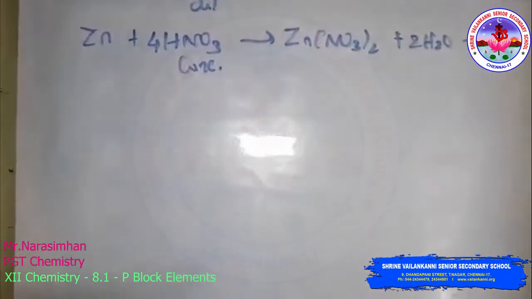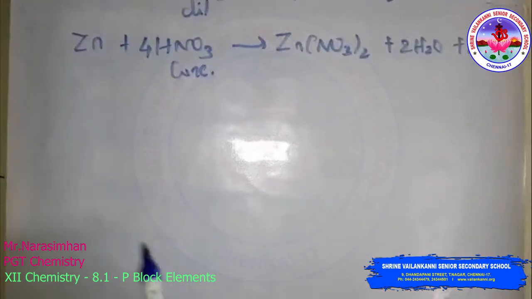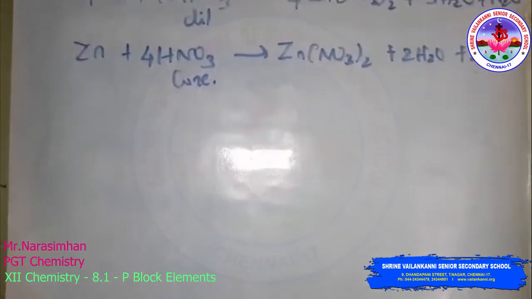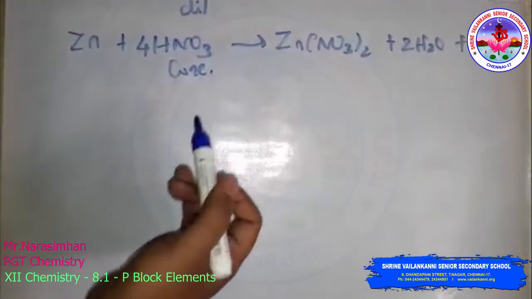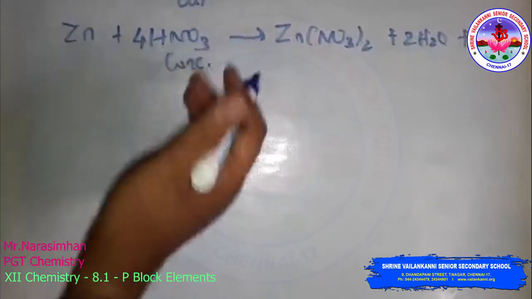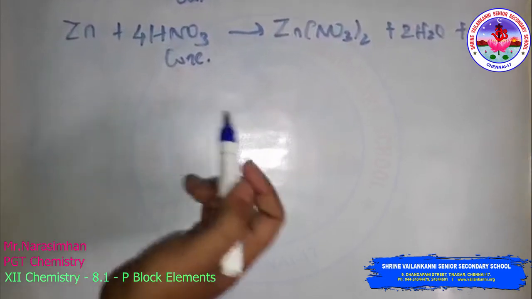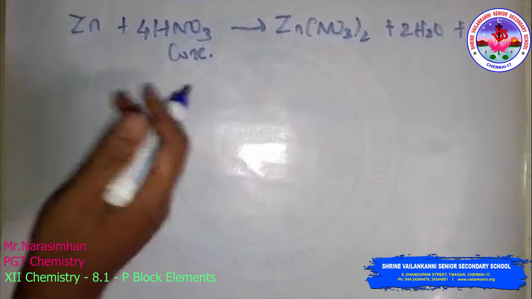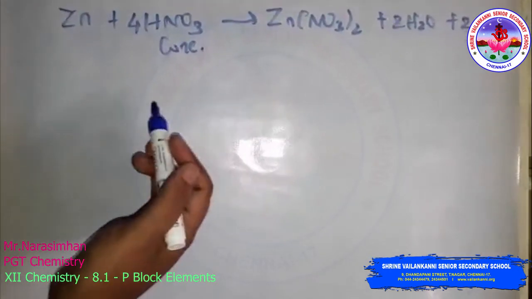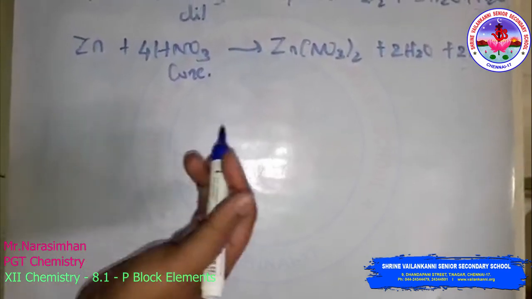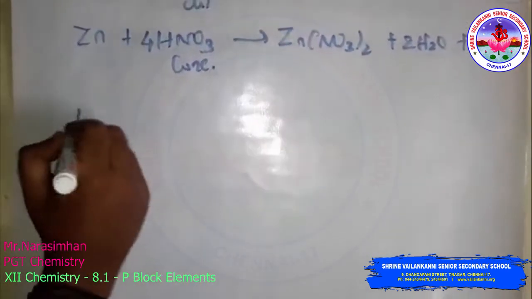different oxide forms. Some metals like chromium and aluminum do not dissolve in concentrated nitric acid because of the formation of a passive film of oxide. Concentrated nitric acid also oxidizes non-metals and compounds. Iodine is oxidized to iodic acid, carbon to carbon dioxide, sulfur to sulfuric acid, and phosphorus to phosphoric acid. You can see the reactions here.